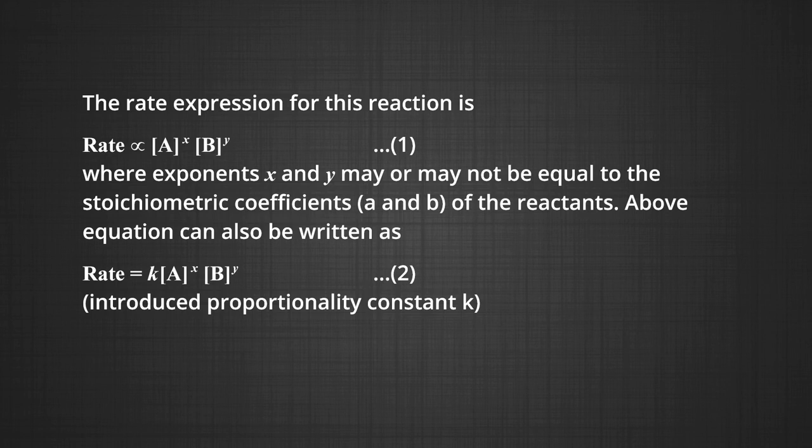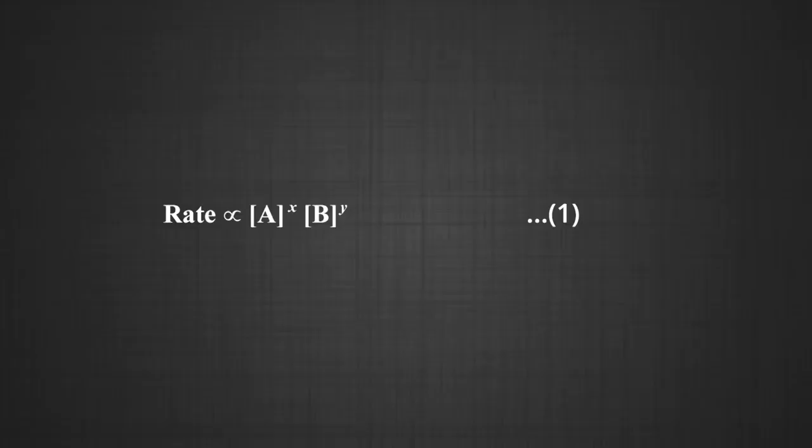Now, I have introduced the proportionality constant k. Minus d[R] by dt is equals to k, molar concentration of A raised to power x into molar concentration of B raised to power y. This form of equation is known as differential rate equation, where k is a proportionality constant called rate constant. The equation, like number 1, which relates the rate of a reaction to the concentration of the reactants, is called rate law or rate expression.